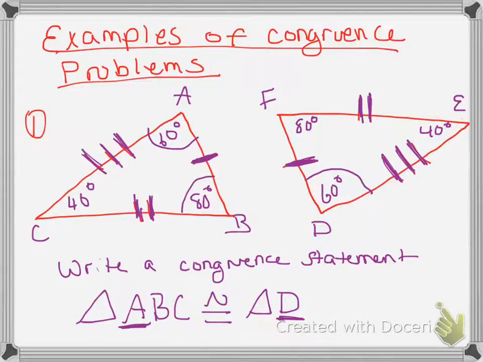B is the 80-degree angle and it's between the 1 and 2 tick marks. So I come over here and I see that F is the 80-degree angle and it's between the 1 and the 2 tick marks, so F comes next. And then finally E has to be the 40-degree angle between the 2 and 3 tick marks, so that one comes last. So that's my congruence statement. ABC is congruent to DFE.